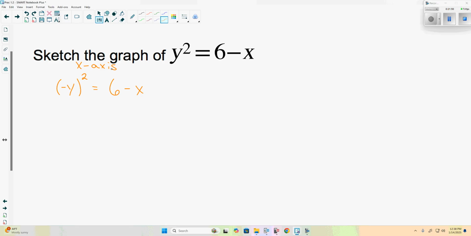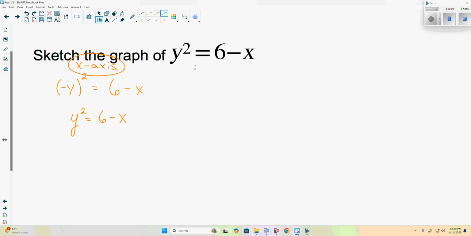Well, negative y squared, negative y times negative y, is just going to be y squared. Is that the equation we started with? Yeah. So it is symmetric to the x-axis. And that's it. And we don't actually have to test anything beyond that, because this here did tell us it is symmetric to the x.